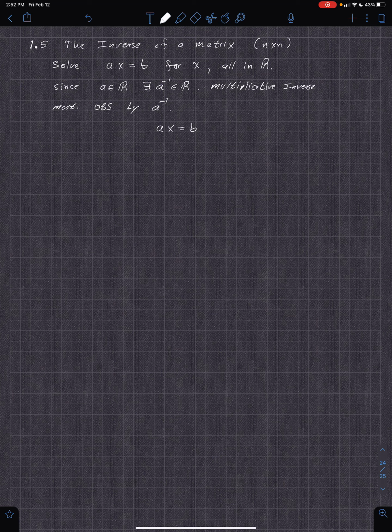Again, all real stuff here. And then you multiply both sides by A inverse, like this, and then technically it's left-hand multiplication. And then since A inverse times A is equal to 1, you end up with 1 times x equal to A inverse B. That 1, that's the multiplicative identity.